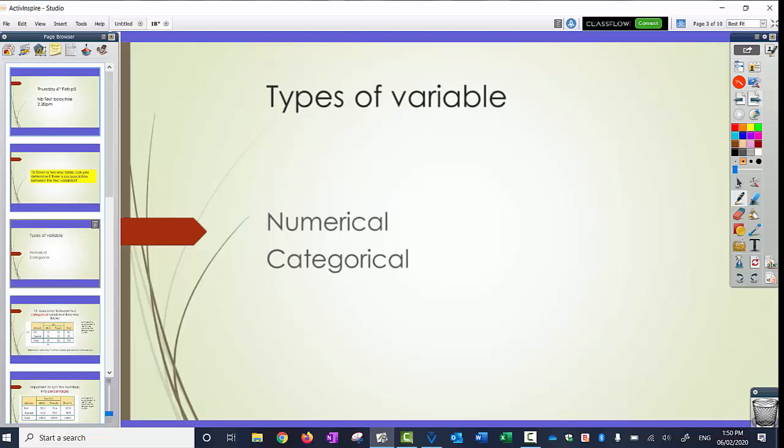And categorical, so I'll write some examples up here. Very slow to catch up with this, isn't it? Numbers and categories.